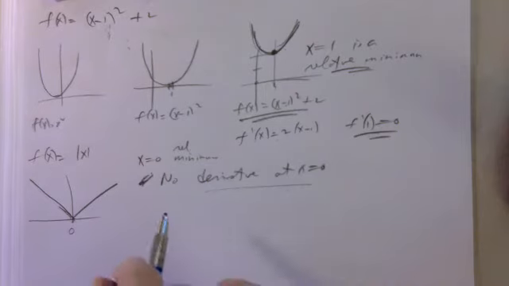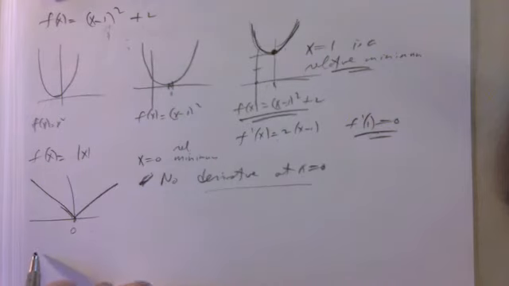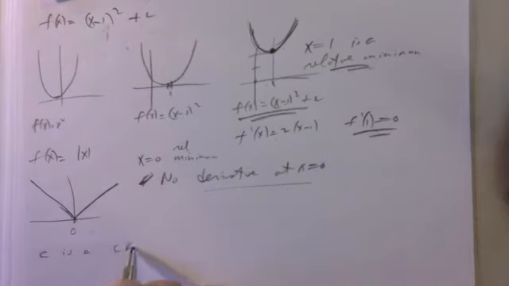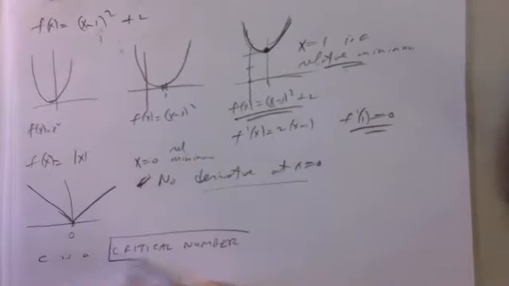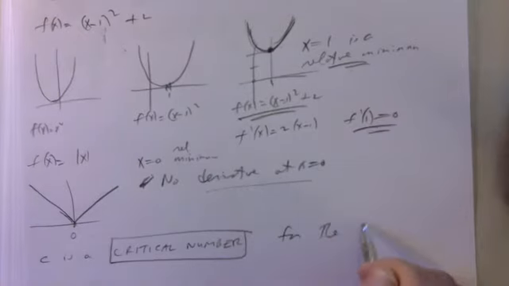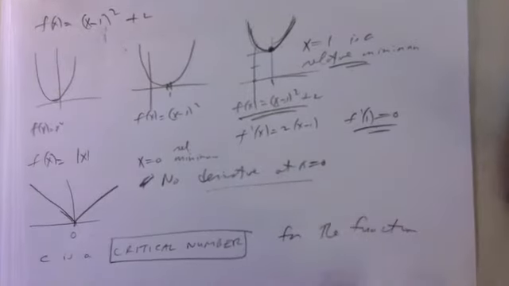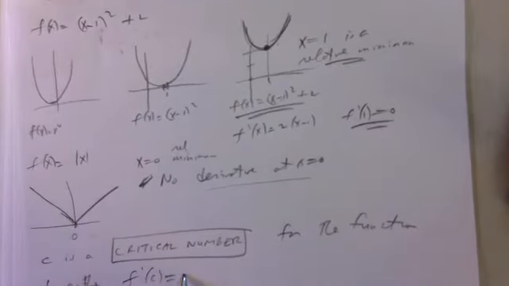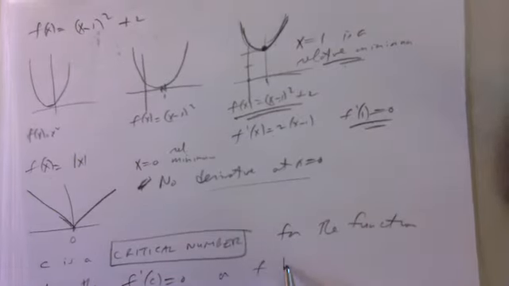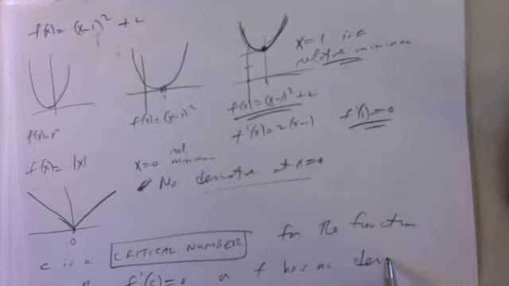And we give a name to points of this type. We say that c is a critical number for the function f if either the derivative exists and is equal to 0 at c, or f has no derivative at x equals c.